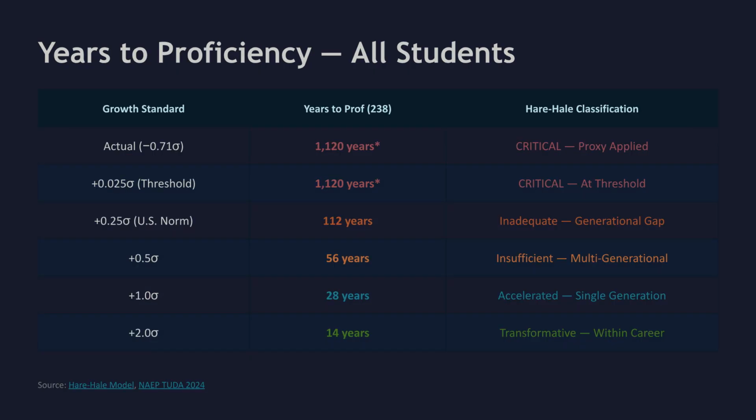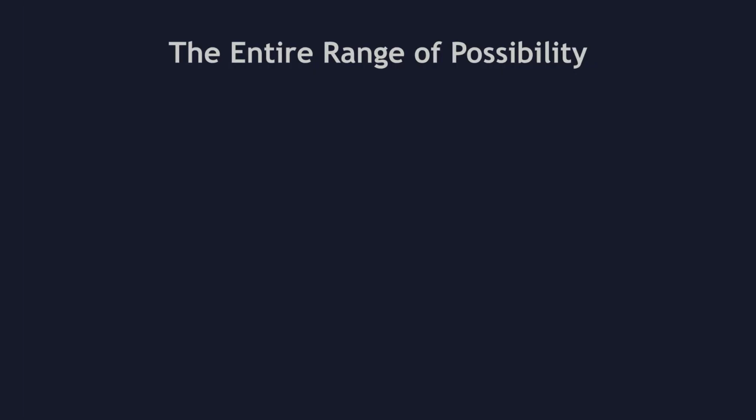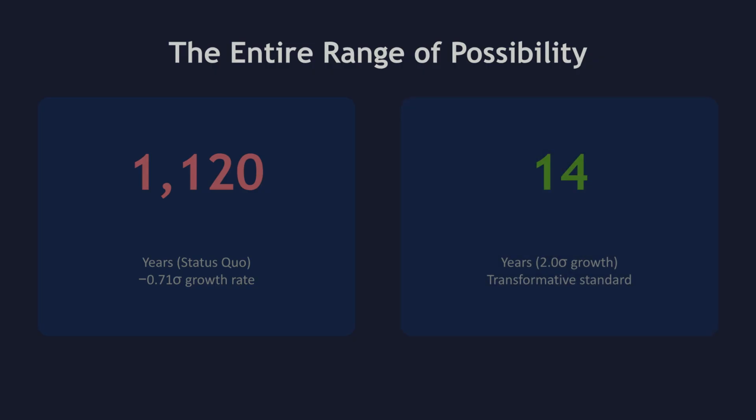Applying the Hare-Hale model, which links growth rate to the time required to reach proficiency, we can classify the timelines. The actual rate of -0.71 sigma means an effective 1,120 years to proficiency, classified as, quote, critical. Only the 2.0 sigma growth rate is transformative, achieving proficiency within 14 years. The entire range of possibility is between the status quo, an effective 1,120 years to proficiency, and the transformative standard of 2.0 sigma growth, which achieves proficiency in 14 years. The determining factor is the growth rate.